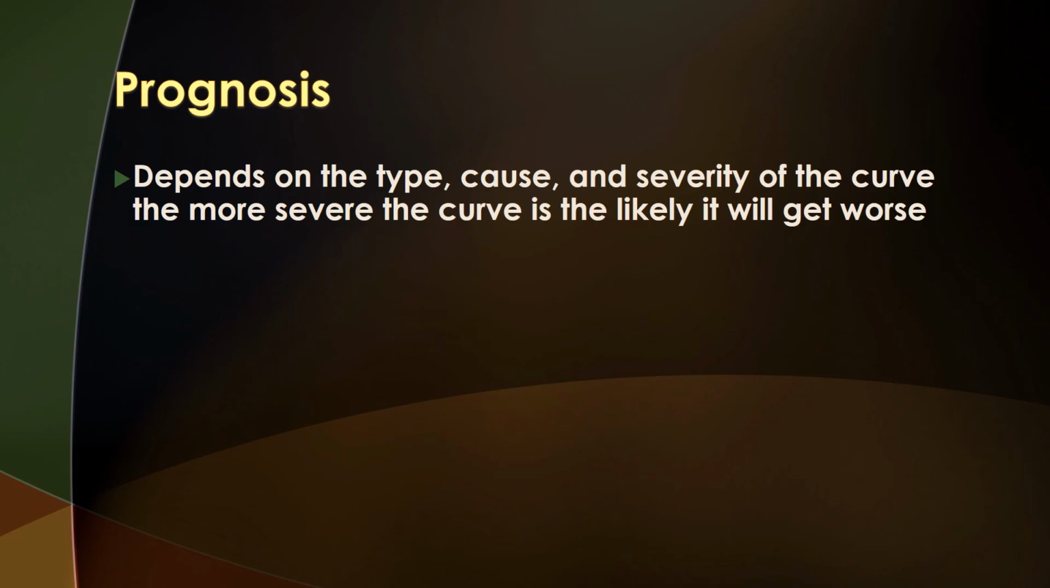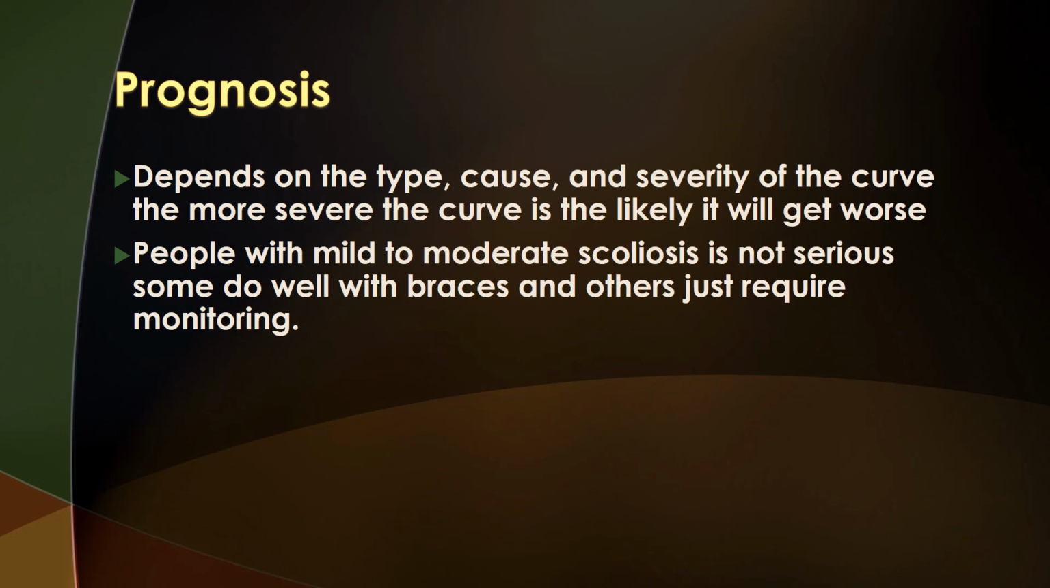Prognosis depends on the type, cause, and severity of the curve. The more severe it is, the more likely that it will get worse. People with mild to moderate scoliosis, it is not too serious. Some will do well with braces and others just require monitoring. They usually do not have long-term problems, but back pain can most likely occur when the person gets older.